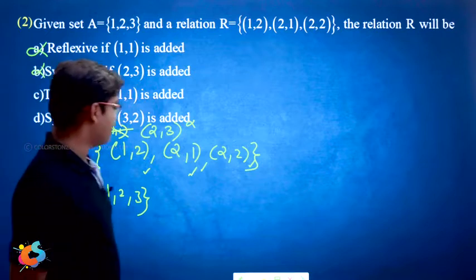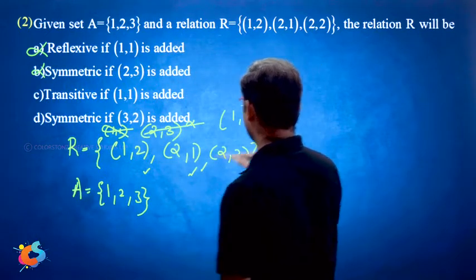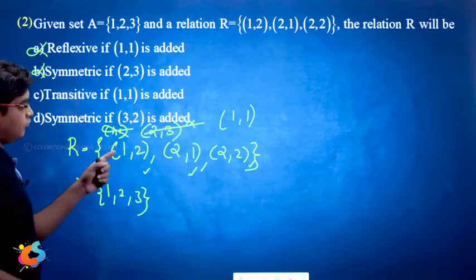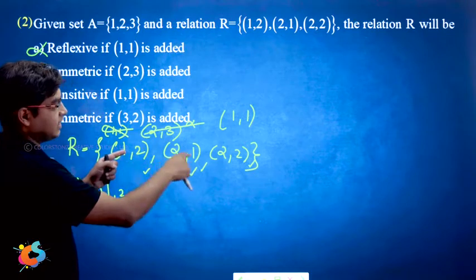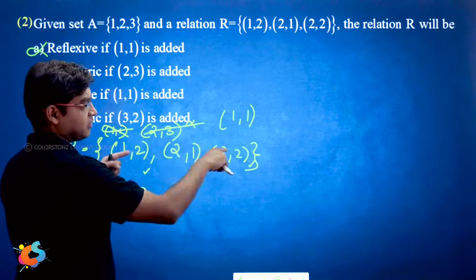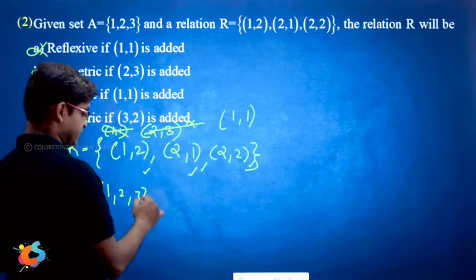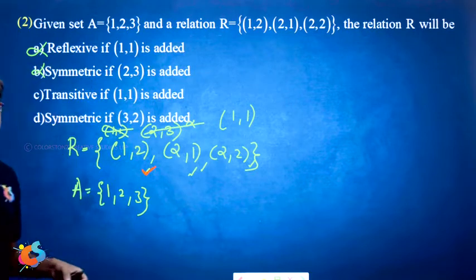Next, will it be transitive by adding (1,1)? Let us see. So now we are adding (1,1). (1,2) is there. Is there any other ordered pair starting with 2? Yes. So (1,1) should be present. Okay. (1,2) is there, (2,2) is there. (1,2) should be present. So therefore, checking on this for transitive is completed.